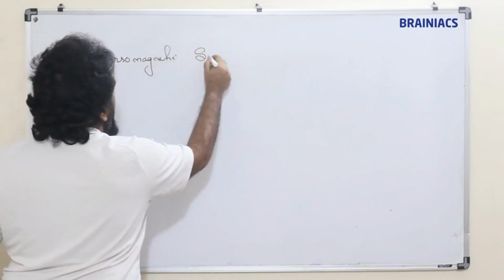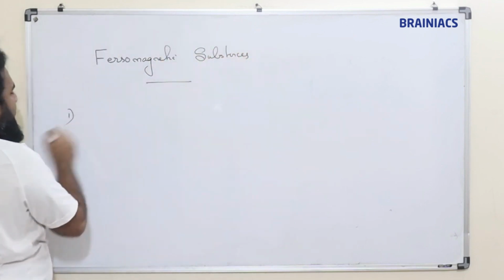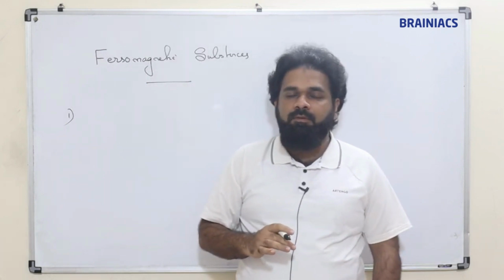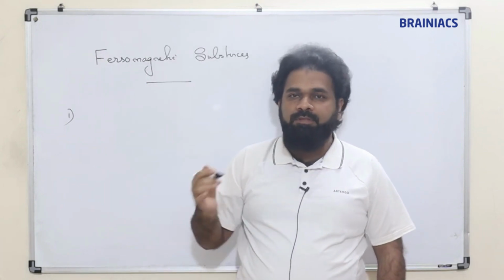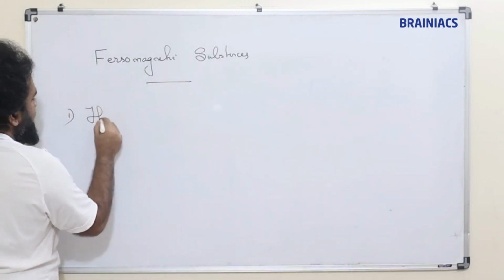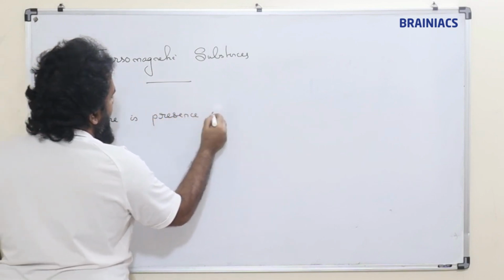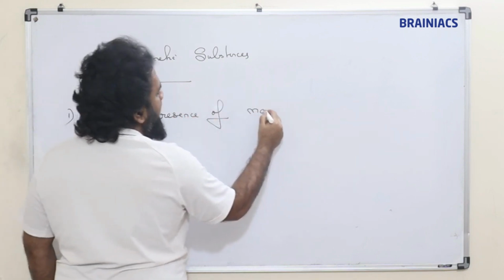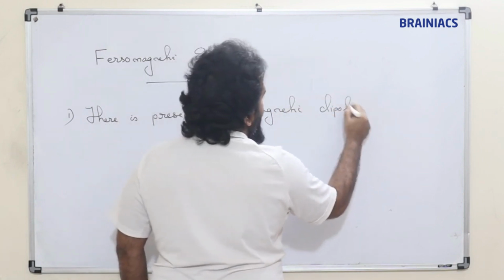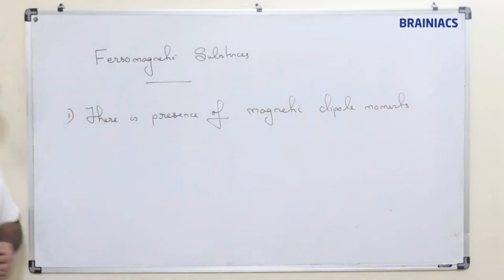Ferromagnetic substances. Okay, so the first point is, just like we have seen for paramagnetic substances, there will be magnetic dipoles present in ferromagnetic substances also. So there is presence of magnetic dipole moments. That is there.